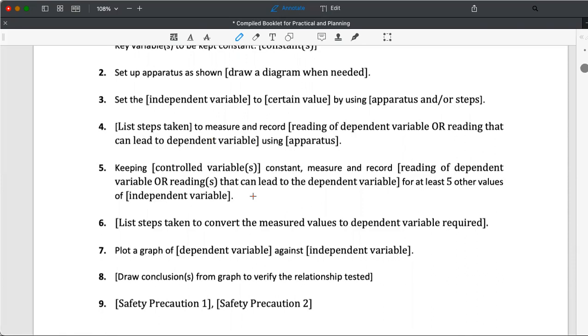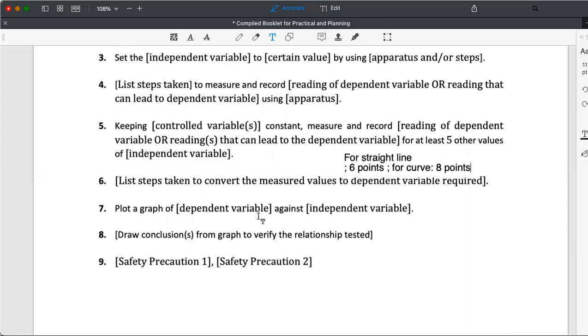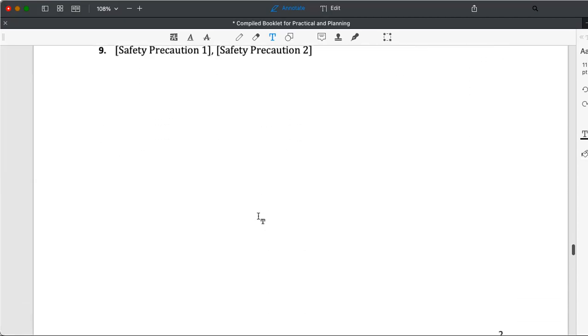Get at least 5 other values for straight line, but for curve, I already said 8 points. So for straight line, 6 points minimum. Okay. For curve, must be more than 6. It has to be about 8 points. So you do one reading, you get 5 other points. For curve, you do one reading, get another 7 points. List the steps needed to convert the measured value to dependent variable required. Plot a graph. Very standard procedure, because for all physics practical, very likely it's about plotting graph most of the time based on past year paper. Draw conclusion and then safety precaution if that is.